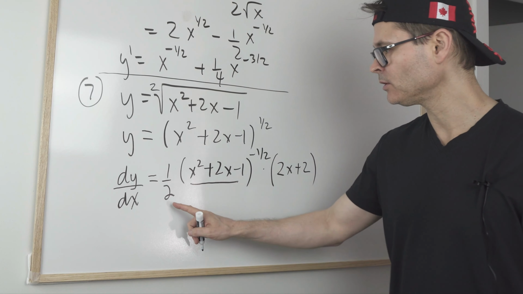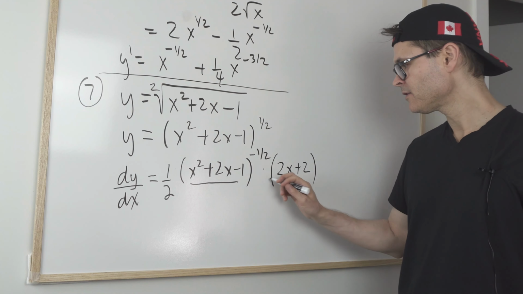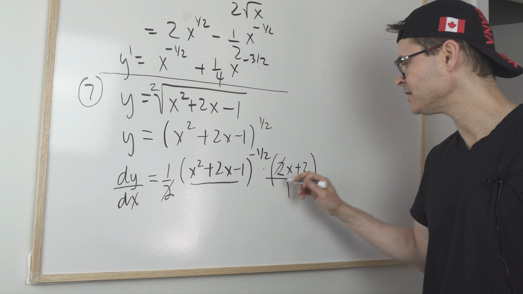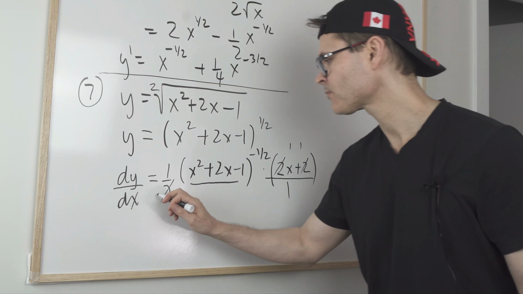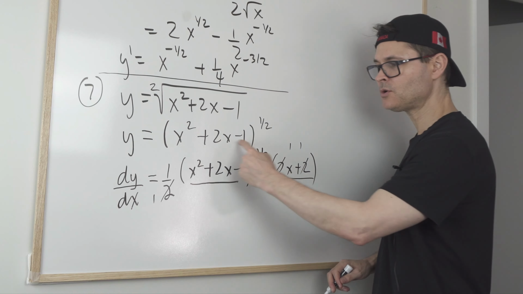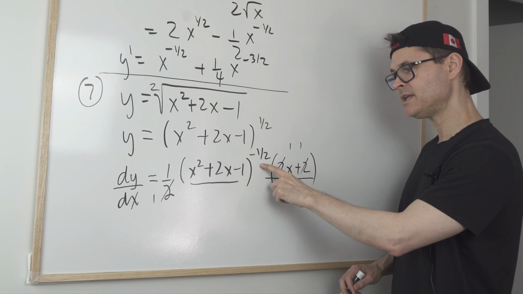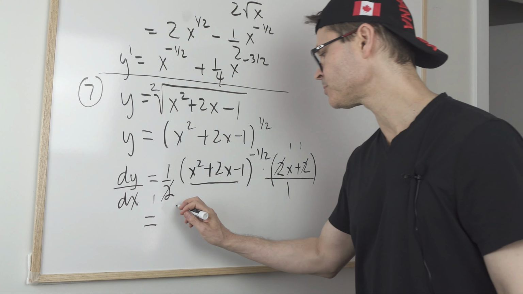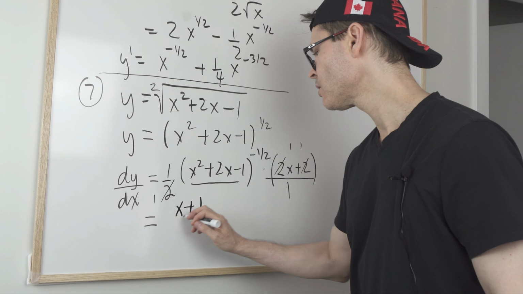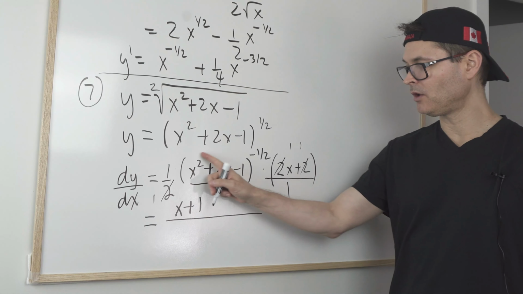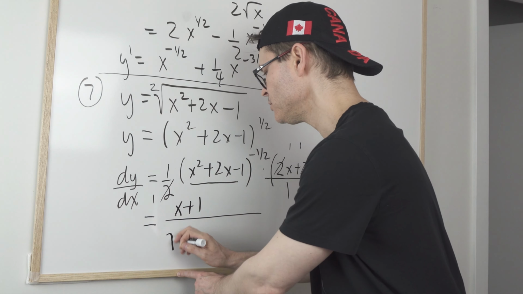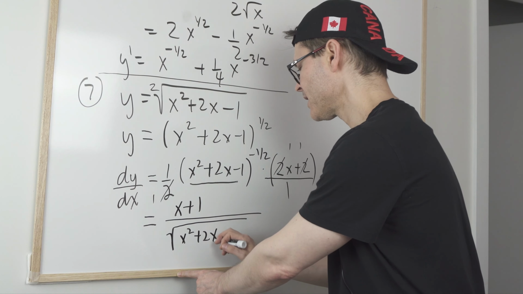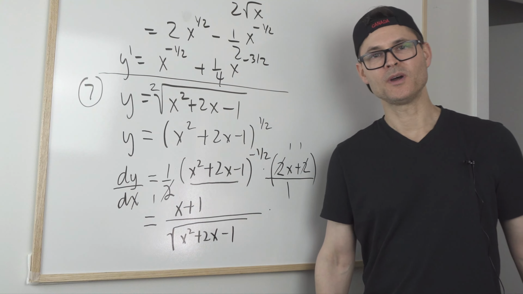Let me clean it up a little bit. Look at the 2 down here with the 2 and the 2. This is all in the numerator. I'll put that over 1. So the 2 here will nicely divide into this binomial, leaving 1s. Okay, that's nice. And also, I'm going to take this thing, which has a negative exponent, and move it downstairs. So that's going to be equivalent to upstairs, the x plus 1, all divided by, well, the radical of this, the square root of x squared plus 2x minus 1.